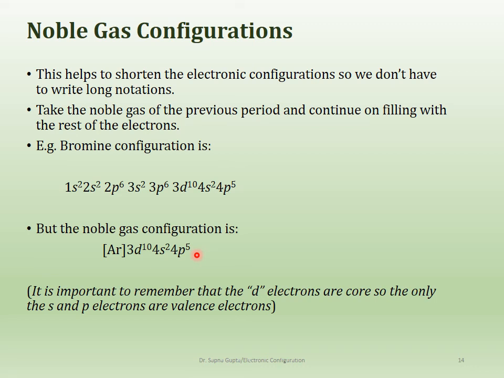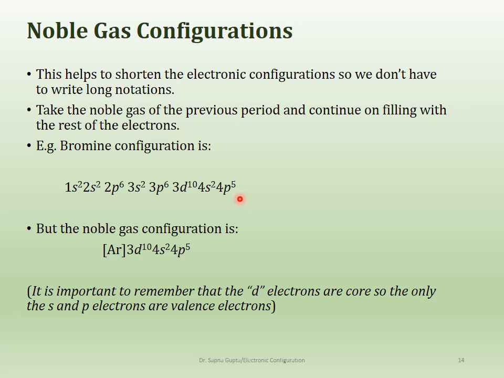Argon is the noble gas. Argon takes care of 18 electrons because argon has 18 electrons. So you don't have to fill out those 18 electrons, you fill out the rest of the electrons. Which means that since everything up to 3p6 is taken care of, the last few are what you have to fill out. That makes life a lot easier for us because we don't have to fill out every single electron at every single level.